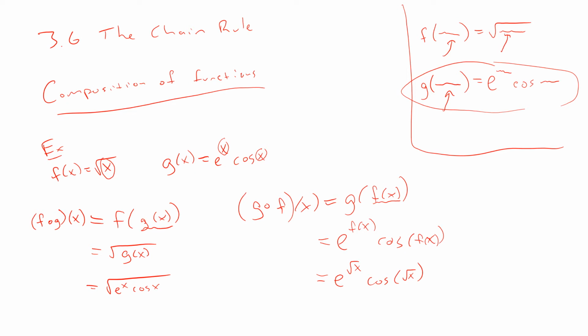Whenever we do this composition of functions, something that we'll refer to a lot is the idea of the outer function and the inner function. Okay. In this first example, f was our outer function, and g is our inner function. Okay. In the second example, it's switched. G is our outer function, and f is our inner function.